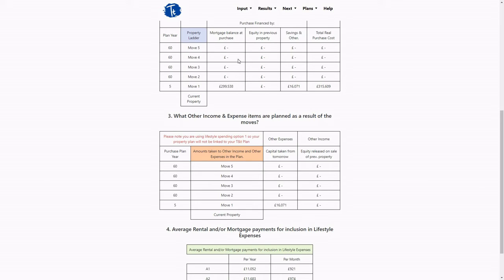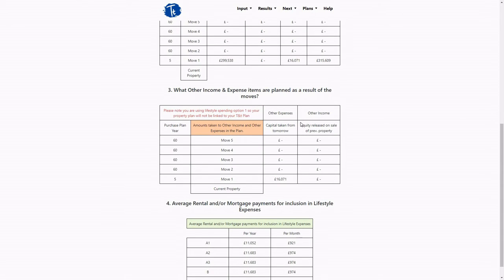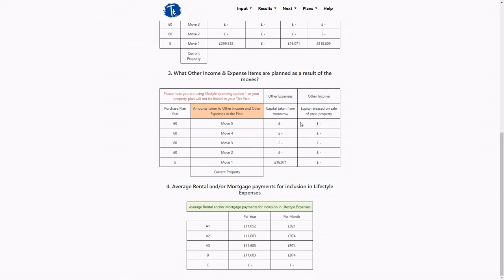Other spending is the total contribution required from your savings to pay for the balance of the property price and any stamp duty for each purchase, and other income is any equity in a previous property that is not needed for a purchase and is therefore released at the time of the sale. The average monthly and annual mortgage and or rental payments for each life phase that are calculated using the choices you have made in the property plan are shown down here.